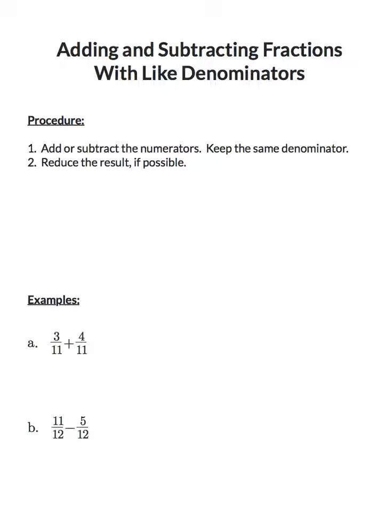In terms of our operations, adding and subtracting fractions with like denominators is relatively easy. So what we're going to do in order to add and subtract fractions with like denominators, we're going to add or subtract the numerators and keep the same denominator. From there, we want to reduce the result if possible. So let's look at some examples.